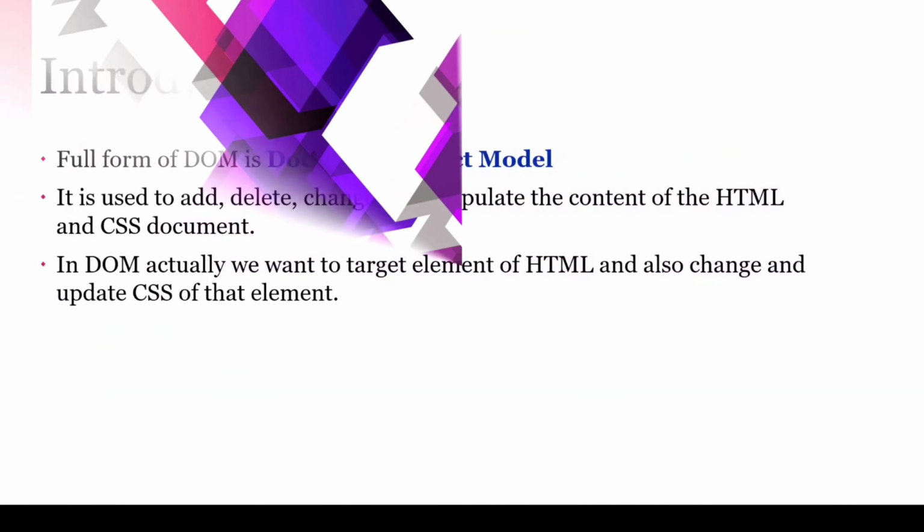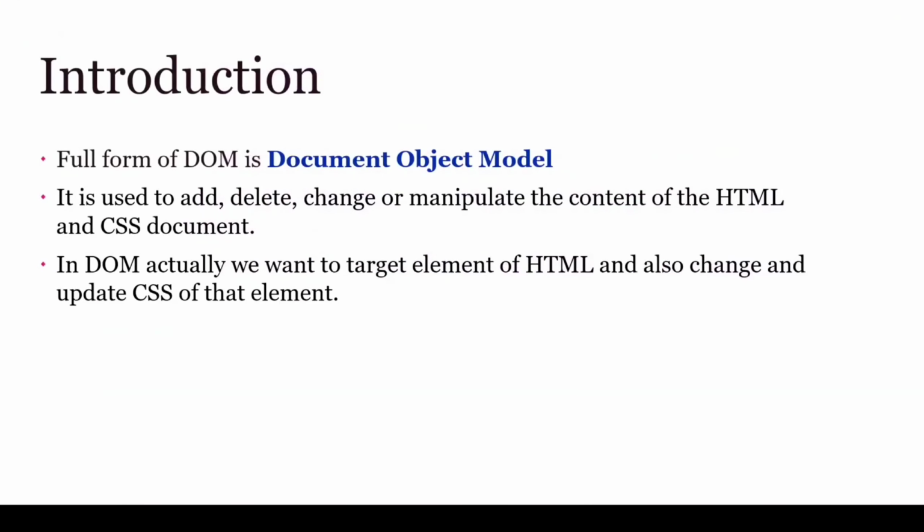Now this is the formal definition. The full form of DOM is Document Object Model, and it is used to add, delete, change and manipulate the content of HTML and CSS. It is used to target the elements of HTML tags and also change and update the CSS of that element.